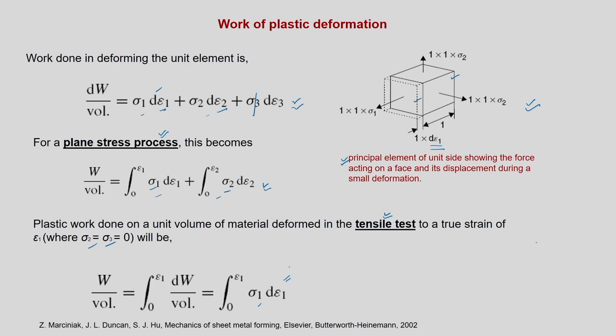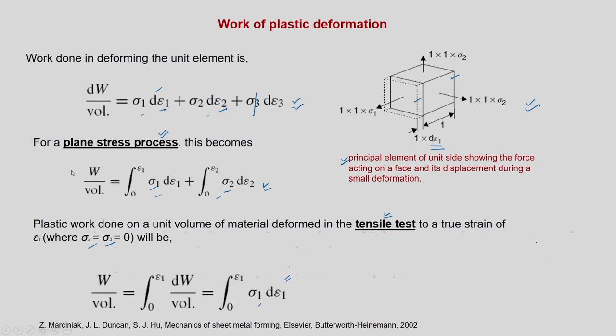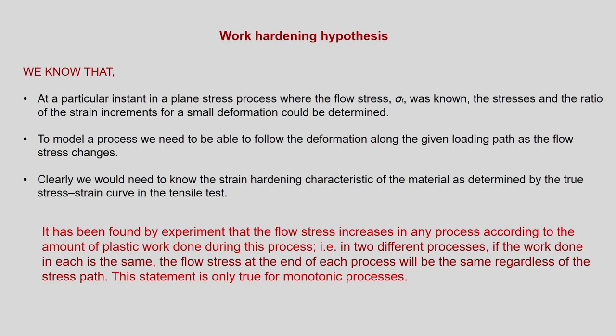So, this is the basis for work done per unit volume, and given a stress strain curve, we can get the work done. I will show you an example when we work out a problem today at the end of this module. And there is something called the work hardening hypothesis, which is an extension of this, to get the work of plastic deformation. I have given some introduction here. As per the work hardening hypothesis, it has been found by experiment that flow stress increases in any process according to the amount of plastic work done during the process.